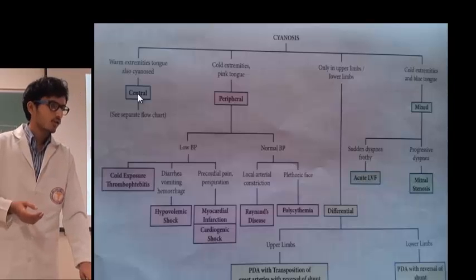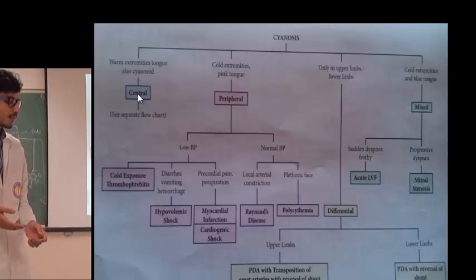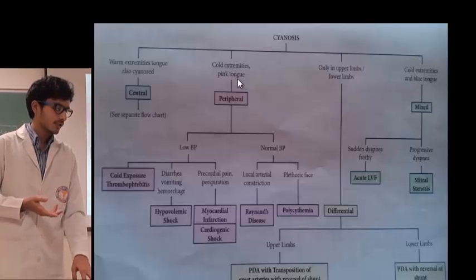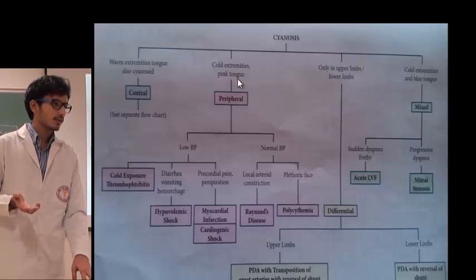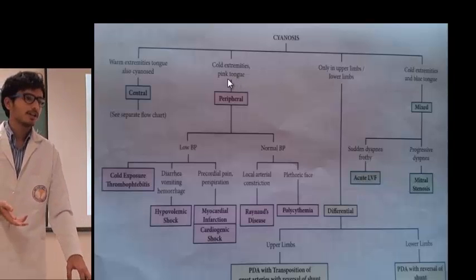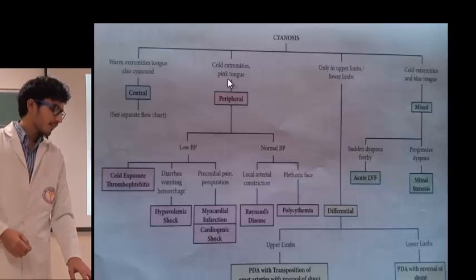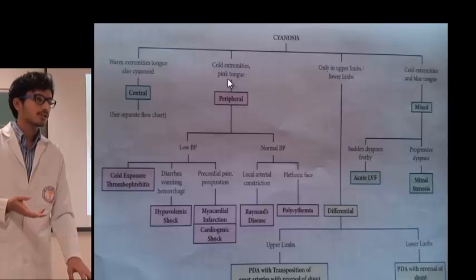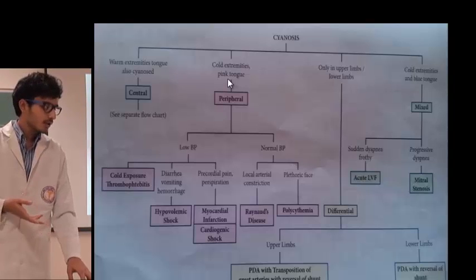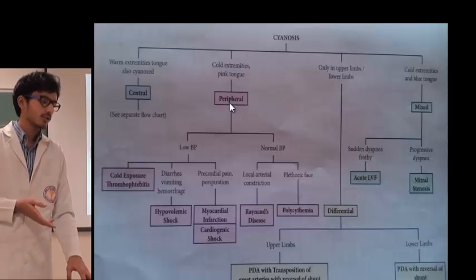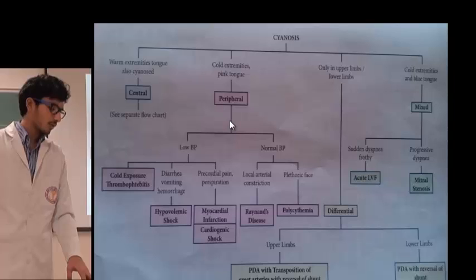Similarly, if the extremities are cold because the blood flow is decreased, it is peripheral cyanosis. But as the blood flow in the tongue and other structures is not reduced, there would be no cyanosis in the tongue. We can see cyanosis in the extremities such as nail beds, earlobes and tip of the nose. Peripheral cyanosis can present with two types of blood pressure: reduced or normal.